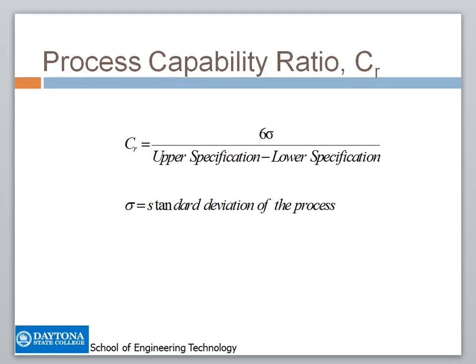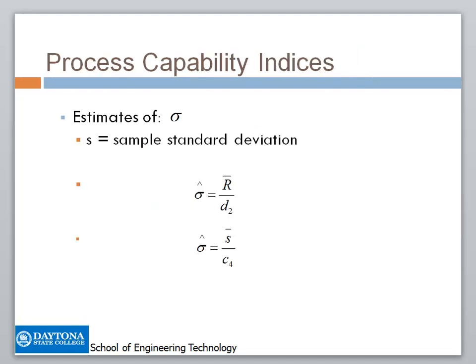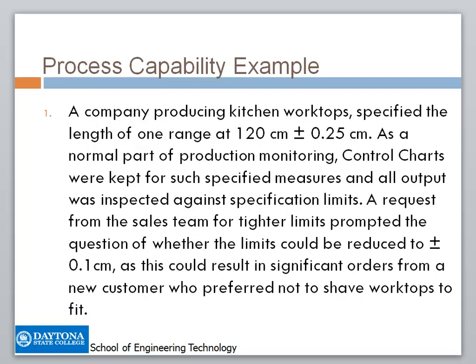And we have the capability ratio, which is 6 sigma divided by the upper specification limit minus the lower specification limit. We can estimate our standard deviation based on the average range and the D2 factor, or utilizing the sample standard deviation and the C4 factor. So let's start with this first example.